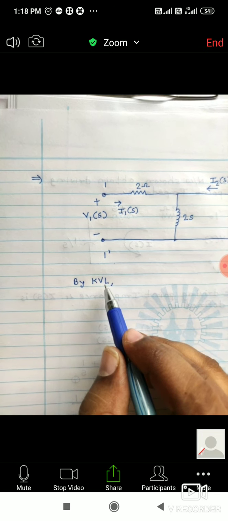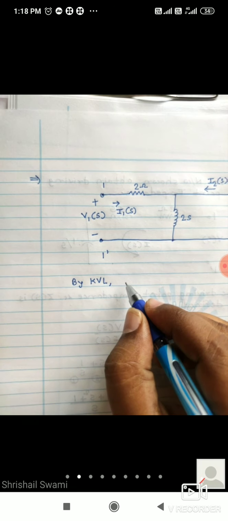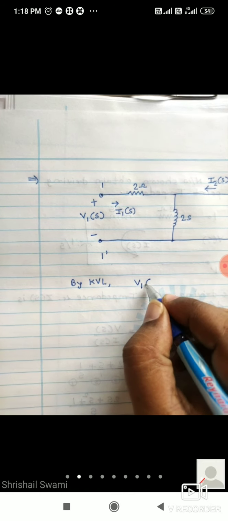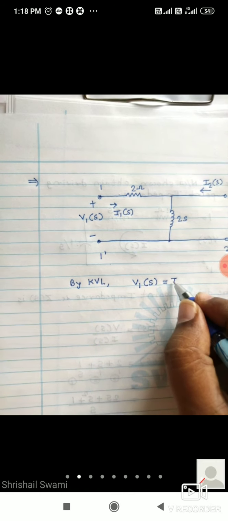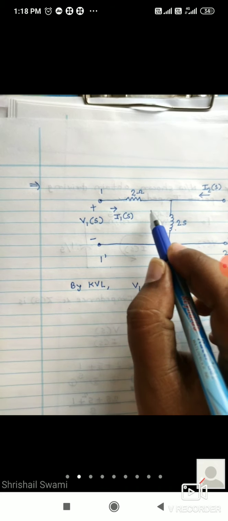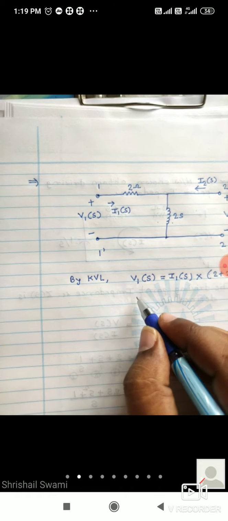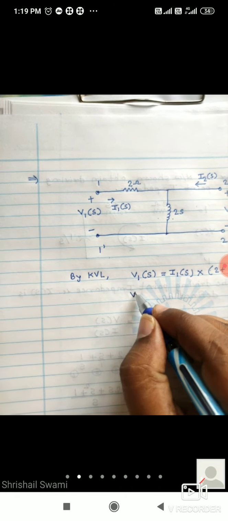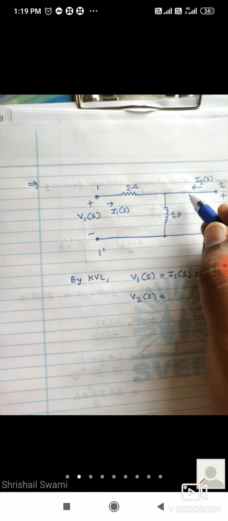So by KVL at the input port, V1 of S is equal to the total current I1 of S. If KVL is applied in this loop, 2 and 2S are connected in series. So multiply 2 plus 2S, and this is equation number 1. Next, if you are applying KVL here in the outer loop or output port, V2 of S is equal to I2 of S. V2 of S means the voltage across 2S. So what current will be in 2S, I2 of S.